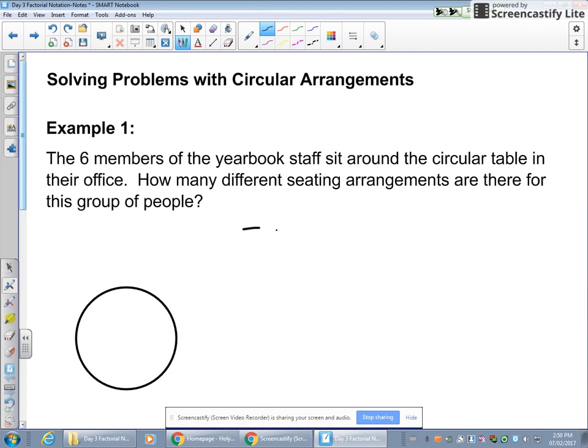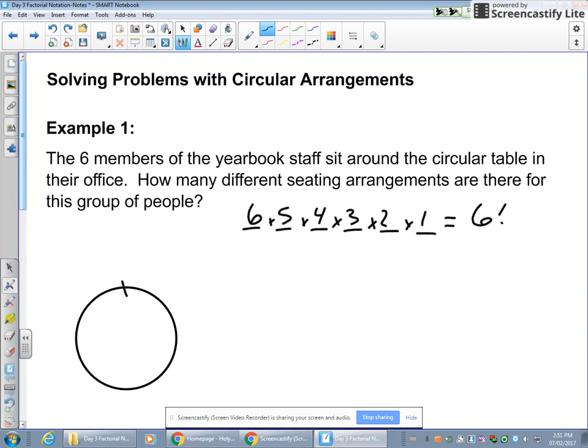So this differs from our previous questions. In our previous questions where we had everything in a straight line, the problem was quite simple in that in the first position, there could potentially be one of 6 people. We'd then be left with 5 possibilities for the second spot, followed by 4, followed by 3, followed by 2, followed by 1, which gave us an answer of 6 factorial. It's a little bit different here because we're in a circular arrangement.